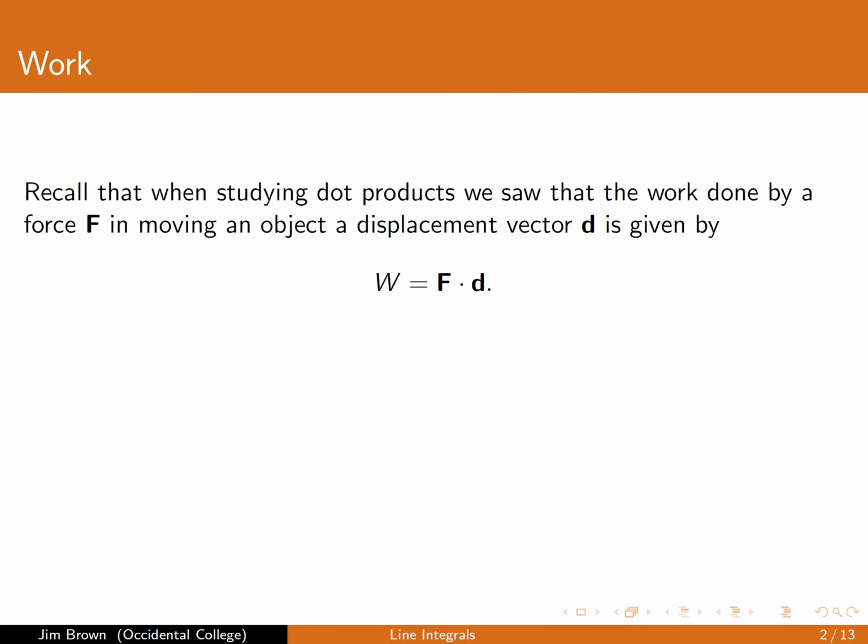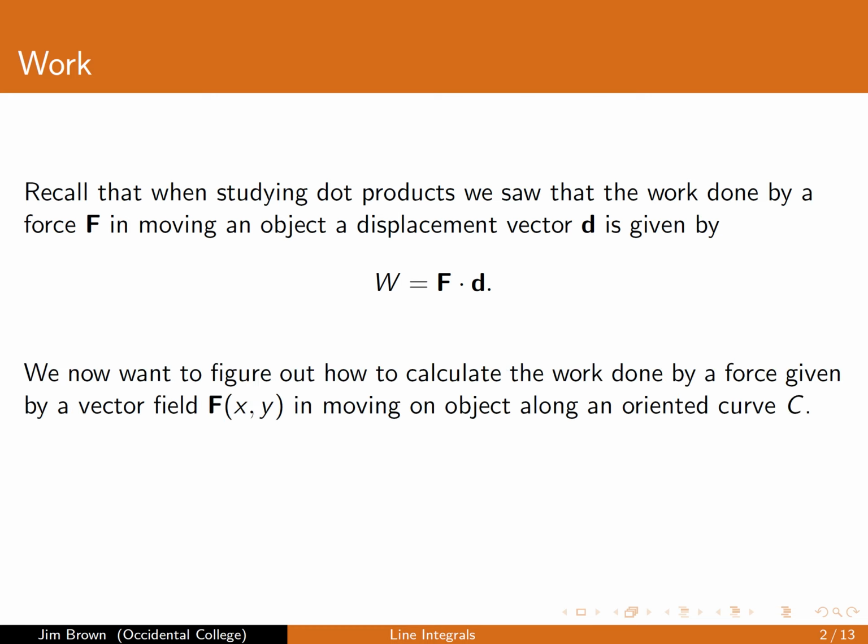So let's recall back when we were doing dot products, we generalized from the really basic physics of work is equal to force times distance to saying if we had a force that's given by a vector F and we move some object a displacement vector of D, then we saw that the work was given by the dot product of the force and the displacement vector.